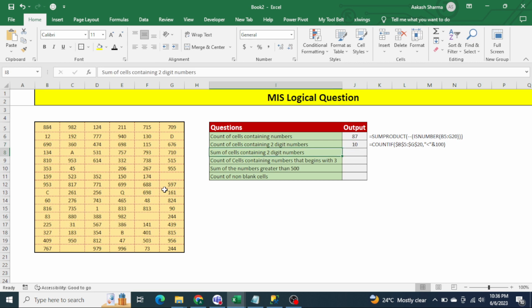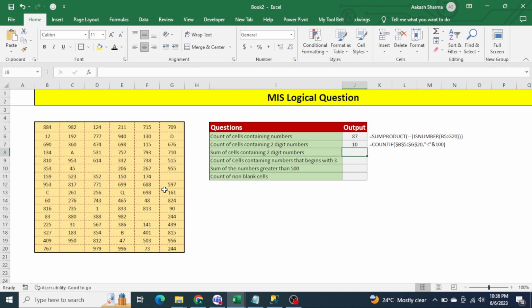All right, so let's move to the third question. The third question is the sum of cells containing a two-digit number. In my second question, we got the count of those numbers whose length is equal to 2. In the second question we only got the count, but in my third question, I want to sum those cells which contain a number whose length is equal to 2. So let's start.